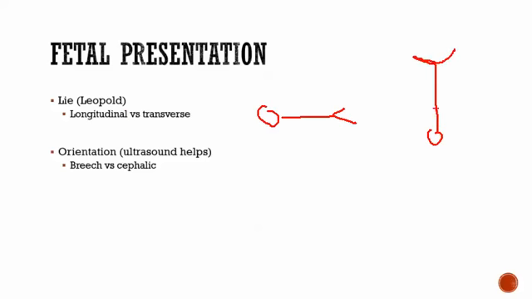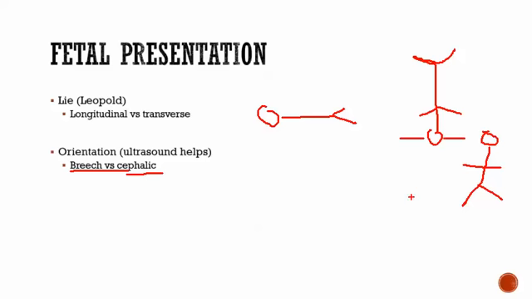And then so let's say you know that it's longitudinal. You want to find out, is this breech or cephalic? So what's going to be coming out? Cephalic means the head, which would be the more normal. That's what you want. And breech would be the butt coming out first. And so the breech or cephalic can be further subdivided. So let's say you have a cephalic presentation like this. So the head's coming out.